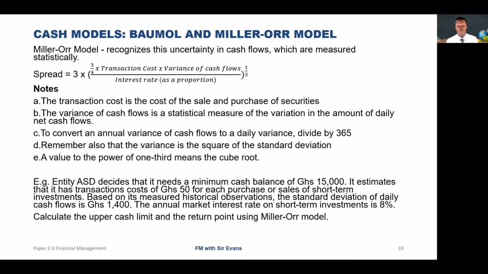So we start off with the variance of the daily cash flow. It is equal to 1,400, which is the standard deviation of daily cash flow, raised to the power 2. That gives us 1,960,000, giving us the variance of the daily cash flow.